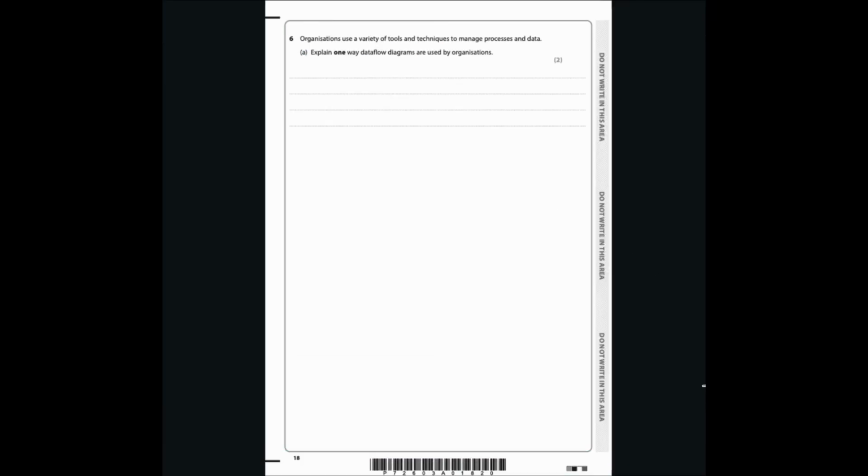Which is, the organization uses a variety of tools and techniques to manage processes and data. Explain one way data flow diagrams are used by the organization. That means why the data flow diagram is used in the organization. So the answer is, a DFD is easily understood because it illustrates processes and the flow between them.